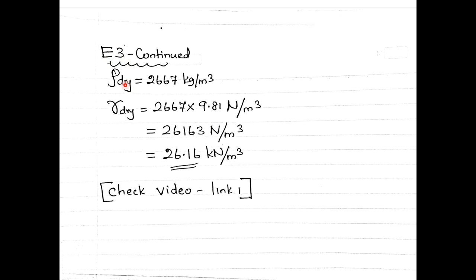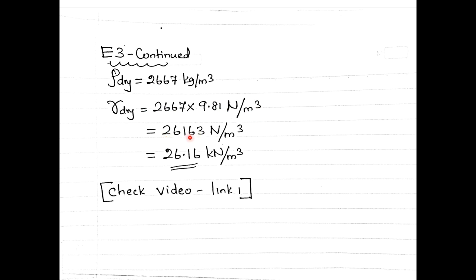Okay, dry density is equal to 2667 kilogram per meter cube. Now the dry unit weight: gamma dry is equal to rho g. Gamma is equal to rho g. Check the previous slides. Here g is 9.81, then the unit Newton per meter cube automatically changes.